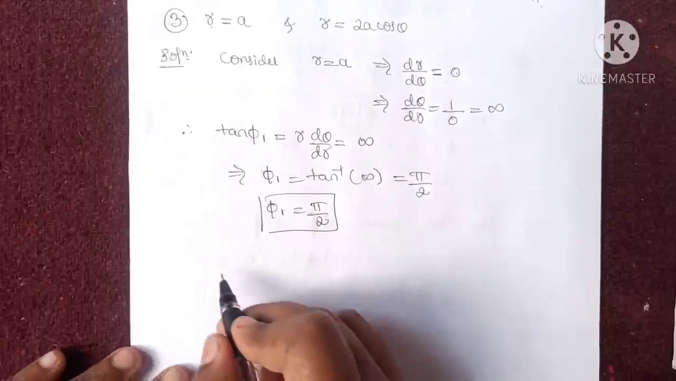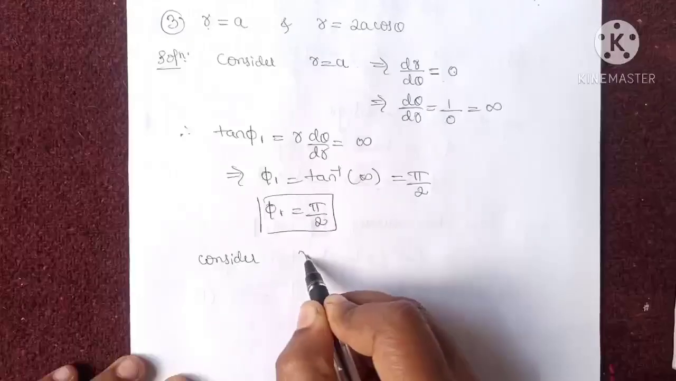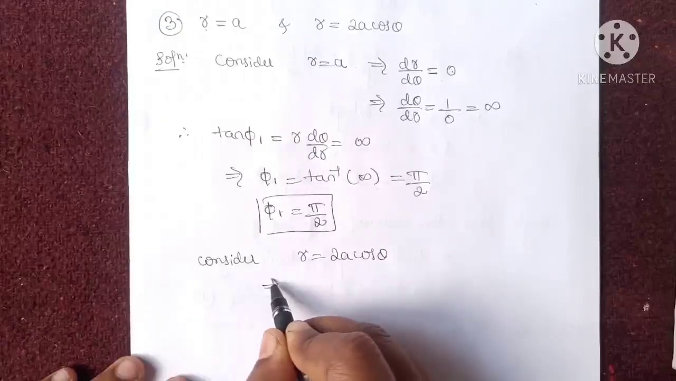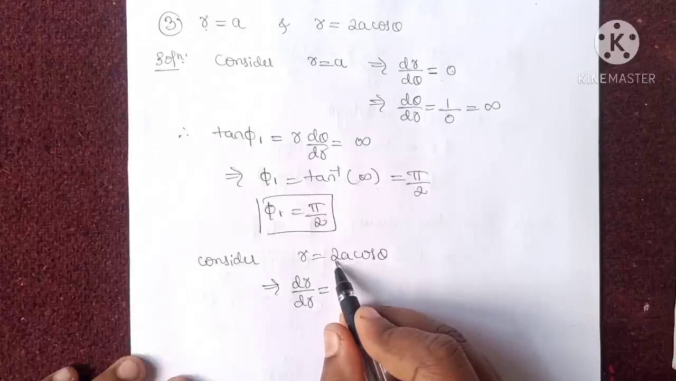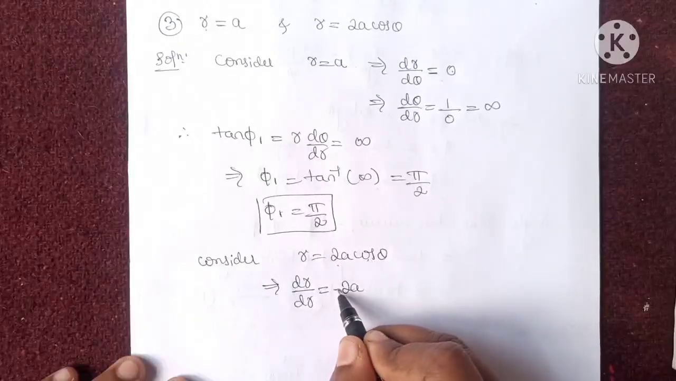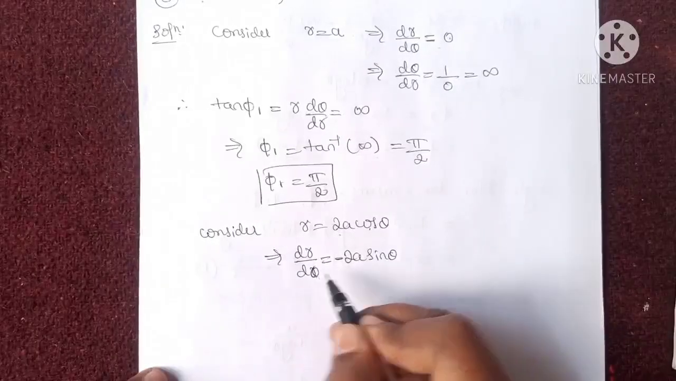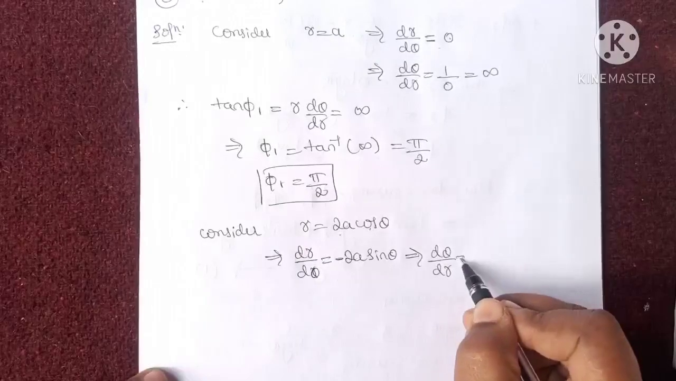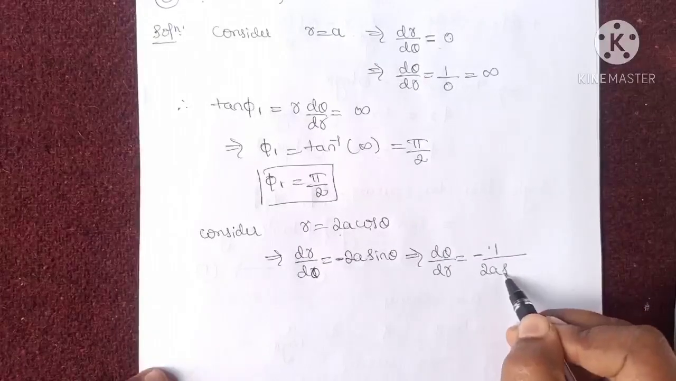Now consider the second curve, r equals 2a cos theta. Differentiating, we get dr by d theta equals 2a times the differentiation of cos theta, minus sin theta. So taking reciprocal, d theta by dr equals minus 1 divided by 2a sin theta.